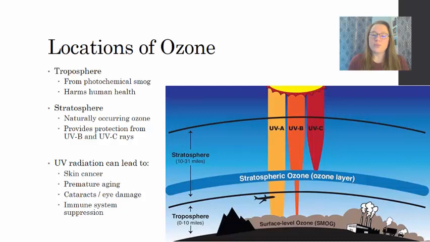Now, the ozone layer filters out all of the UVC, most of the UVB, and a little bit of the UVA. Now, this is important because exposure to UV radiation can lead to skin cancer, premature aging, cataracts, and eye damage, and it can even suppress the immune system.